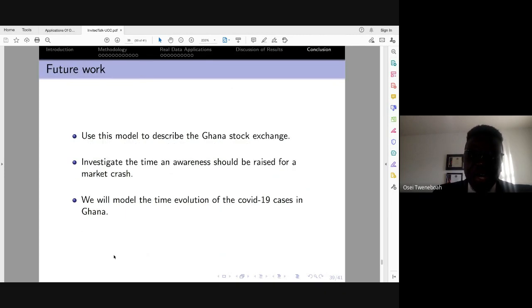conclusion. So the future work is to use this model to also describe the Ghana Stock Exchange, and it will be good if we can investigate the time that an awareness should be raised for a market crash. One other interesting thing that could be done is to use this model to model the time evolution of COVID cases in Ghana, so that the government and stakeholders can make informed decisions.